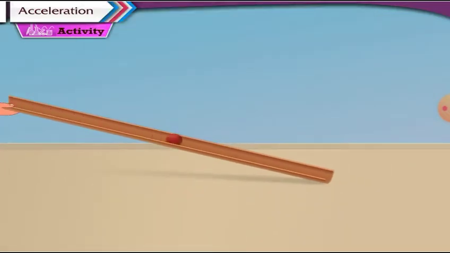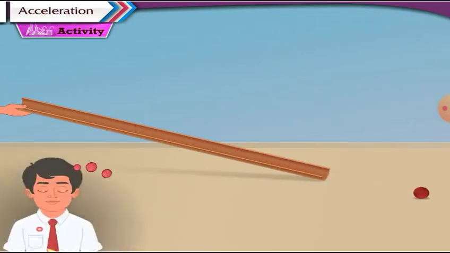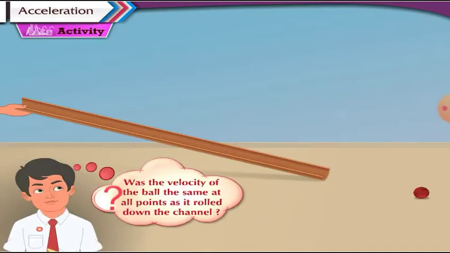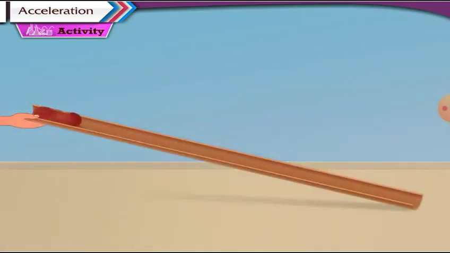Observe the velocity of the ball as it rolls down the channel. What do we observe? Was the velocity of the ball the same at all the points as it rolled down the channel? No. As the ball rolls down the channel, the velocity of the ball changes continuously.